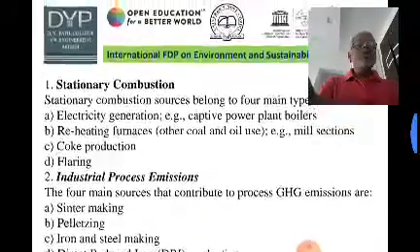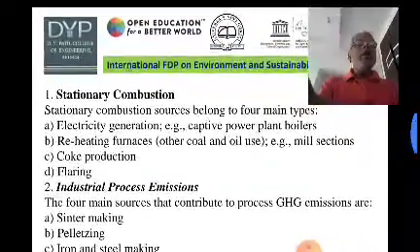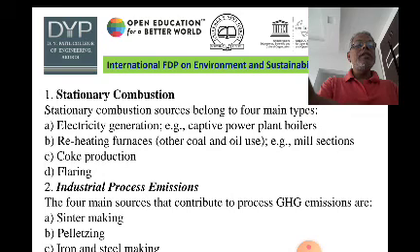Under the stationary combustion sources, there are four main types. Electricity generation, for example, the captive power plant boilers. Then the reheating furnaces, other coal and oil use, for example, metal sections. Then the coke production, and the fourth one is the flaring. This covers the stationary combustion.